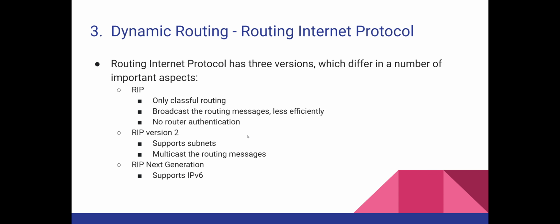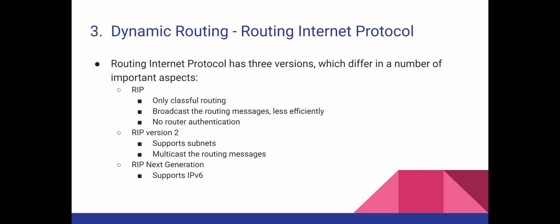So let's start with the first one, and that's called the Routing Information Protocol. The first version of RIP was only classful routing, broadcasts the message less efficiently, and the router has no authentication. And if you have no authentication, anyone can steal your routes or modify them. This is also what we mean by security. Have authentication. Make sure your systems have these passwords in place to prevent unauthorized access.